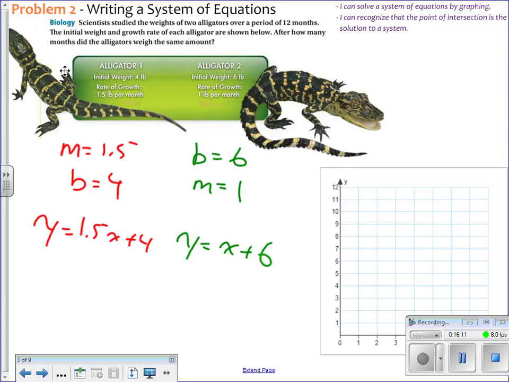Does that make sense? So that's what I want you to do. I want you to not graph these by hand. I want you to graph them using the computer. Okay? And this is free. You can do this anywhere where you can go online.